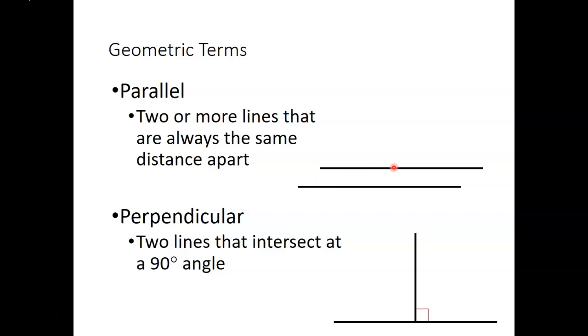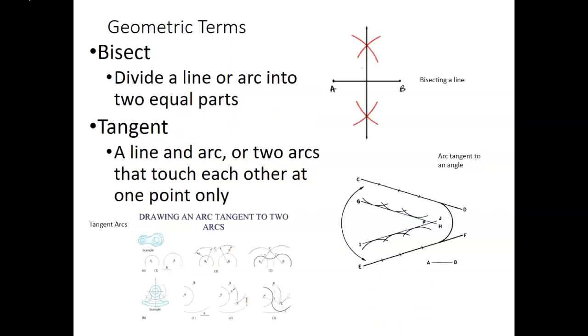Parallel, 2 lines that will always stay the same distance apart no matter how long they are. Perpendicular, we've already talked about that. Perpendicular means that they touch each other or cross at 90 degrees. I'm going to go back one slide and tell you something on this.